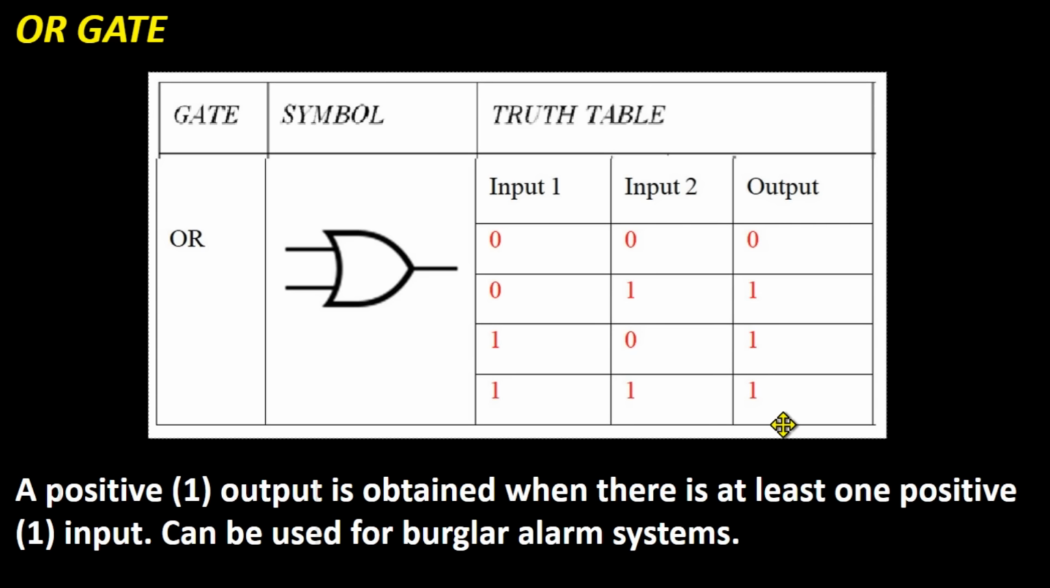An example of this would be burglar alarm systems, where you would have a burglar alarm installed on your windows and your doors, and only one of the doors or one of the windows has to be broken for the alarm to go off. If it was an AND gate instead, the burglar would have to break all of the windows and all of the doors in order for the alarm to go off.